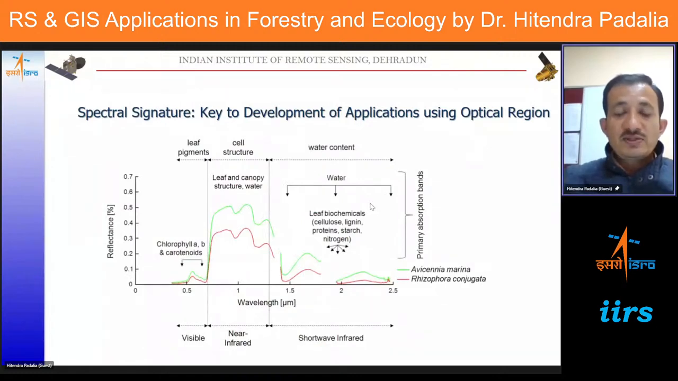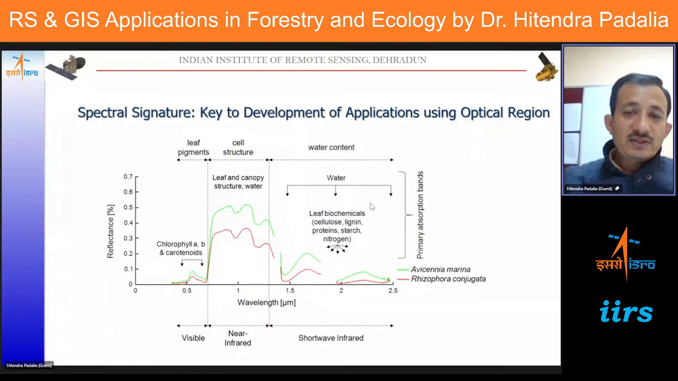So spectral signature is very important. One has to understand it thoroughly. I am showing it here for the optical region: how different plants behave, what the different parts of the electromagnetic spectrum are, and what factors influence the spectral reflectance. In the visible region, it is primarily controlled by pigments. In the NIR region, it is mainly cell anatomy, tree and canopy architecture, and water content. And you have the shortwave infrared region, where along with water, many other biochemical constituents play an important role in determining the spectral signature of the plant.